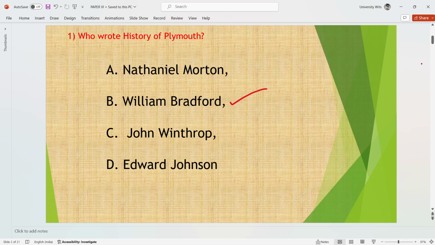And the last option is D. Why is this option wrong? Because Johnson was a military leader and chronicler who wrote Wonder-Working Providence of Sion's Savior in New England, about the early settlements in New England. So these are the facts why William Bradford is the correct answer. Let's have a look at the next question.